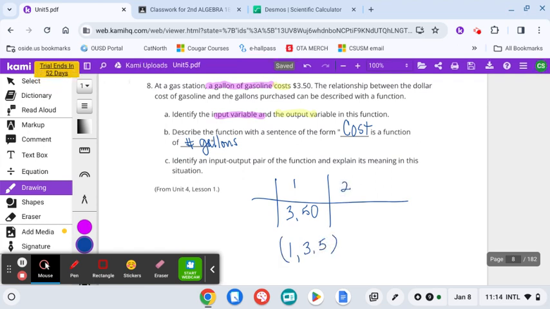If I did 2 gallons of gas, 2 times $3.50 makes $7. So 2, 7 would be another example. You make one up. You do 3, or you do 10, or you do whatever you want to do. Make another input-output pair. And that's part C. How'd you do? Homework is done.